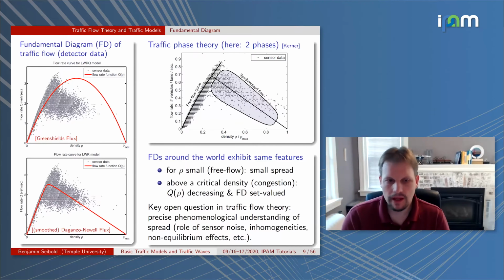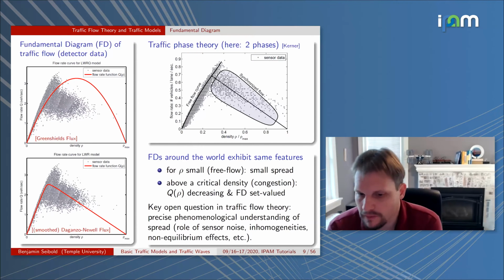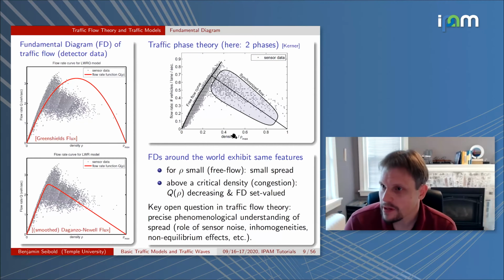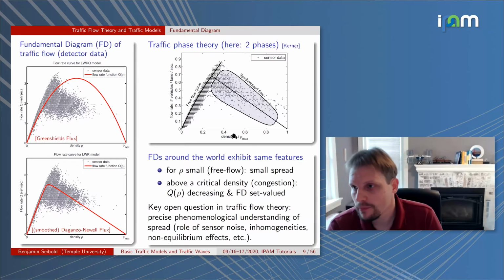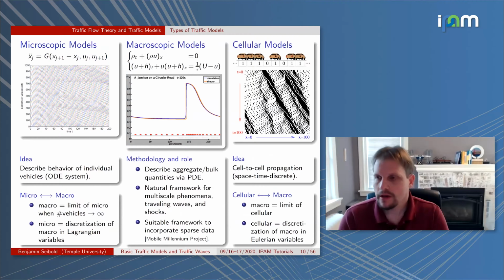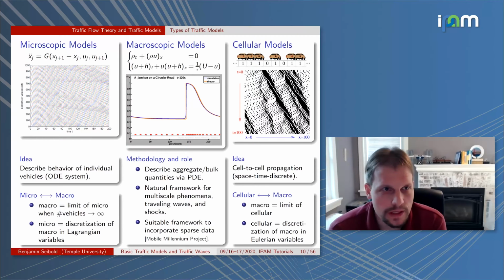All right. And this spread, by the way, is still an open question, from my judgment, in traffic flow theory. A precise phenomenological understanding of which different aspects cause how much of that spread, right? So, of course, there's sensor noise always, but there's also inhomogeneities across drivers and vehicles. But there's also non-equilibrium effects like stop-and-go waves, for example, that also are known to contribute to this. How much contributes to what, right? And that is one of the key open questions, actually, in understanding this really in traffic flow theory. All right. So far, so much about fundamentals of traffic flow theory. There's a lot more one could do, but that's it for now.